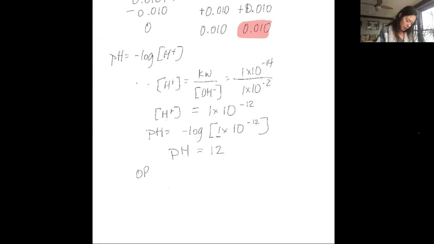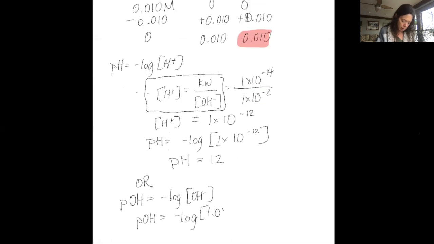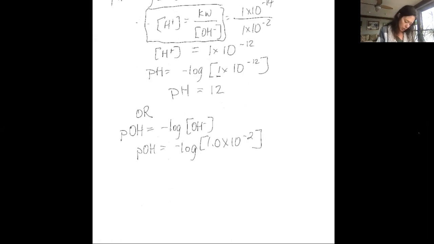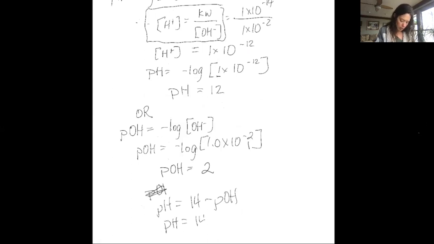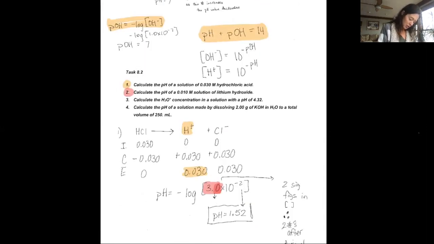The other thing I could have done, what I did was I used this equation to get H. I could have said pOH equals negative log OH. pOH equals negative log 1.0 times 10 to the negative 2. pOH equals 2. pH equals 14 minus pOH. pH equals 14 minus 2. pH equals 12. So all of these equations are available to you all the time, and you often have more than one option.